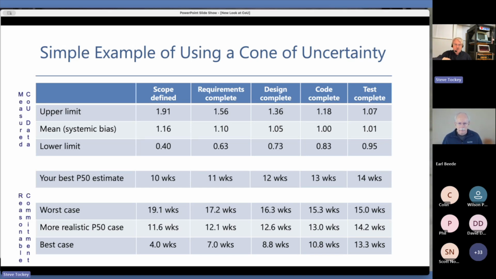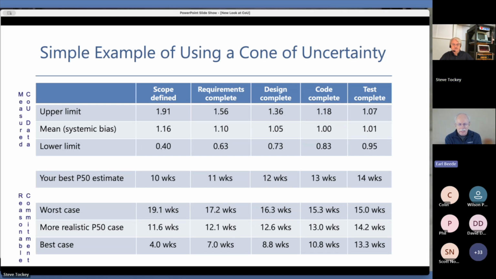Now, I skipped over it, sorry, but the key important point here is to manage the project to the 50-50. I'm managing it as if it's a 12-week project. I'm managing it as if it's a 13-week project. I'm managing it as if it's a 14-week project, but I'm reporting out to the stakeholders against the worst case commitment. Okay. Because if you manage the project to the worst case, you're going to get the worst case. That's Parkinson's law. Yeah. So manage to the P50, manage to the 50-50, but report status against that worst case.